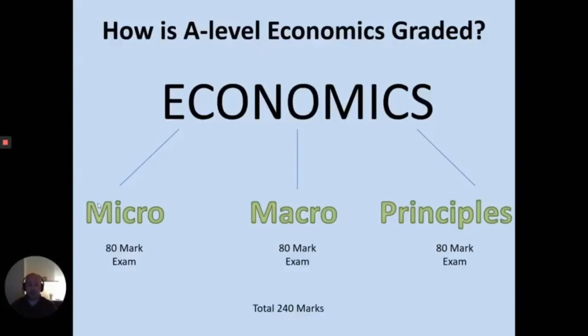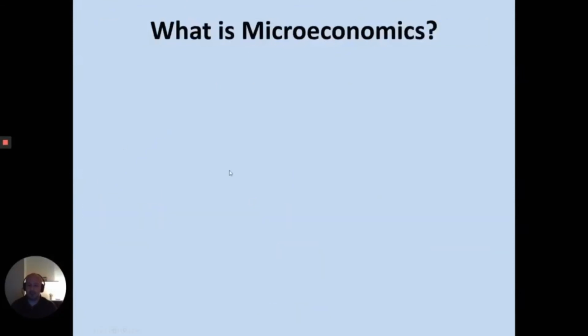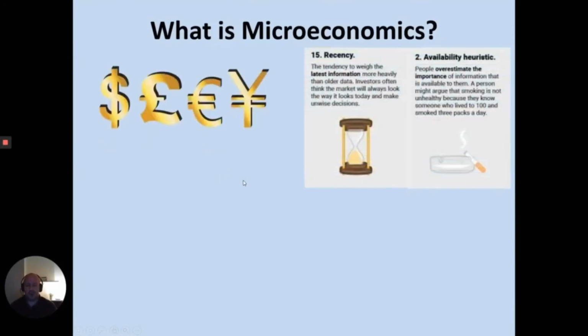You've got microeconomics, macroeconomics, and then principles, which will test you on everything. So what is microeconomics? Natural question. Microeconomics looks at incentives and why people and businesses do what they do.